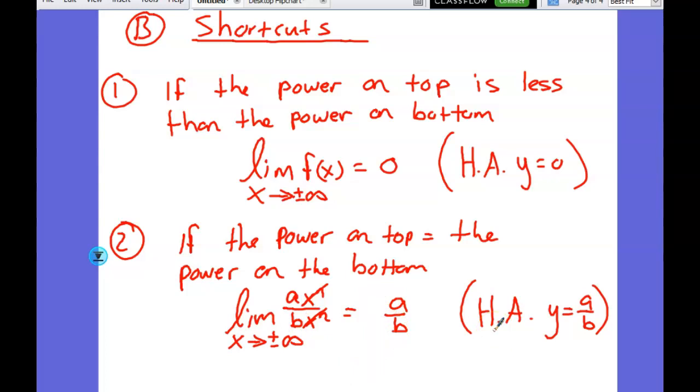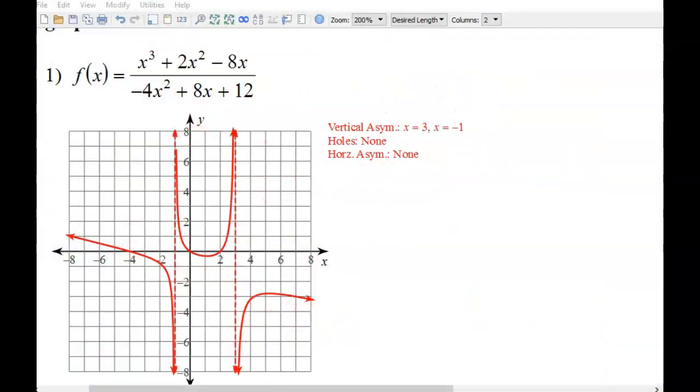So there's your shortcut. Okay, so I want to show you guys a couple of examples where you can use the shortcut and maybe save yourself a little bit of time. Okay? All right.